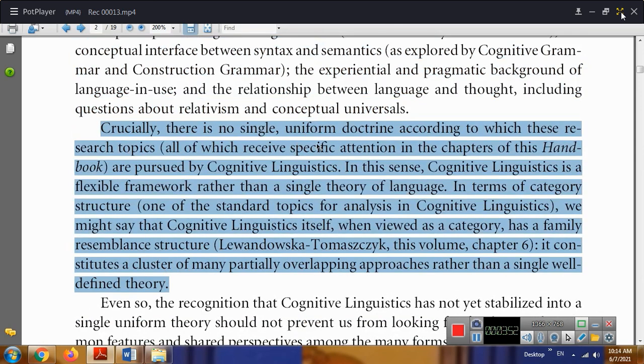Crucially, there is no single uniform doctrine according to which these research topics, all of which receive specific attention in the chapters of this handbook, are pursued by cognitive linguistics. In this sense, cognitive linguistics is a flexible framework rather than a single theory of language.